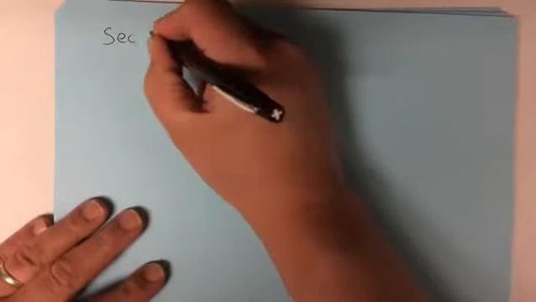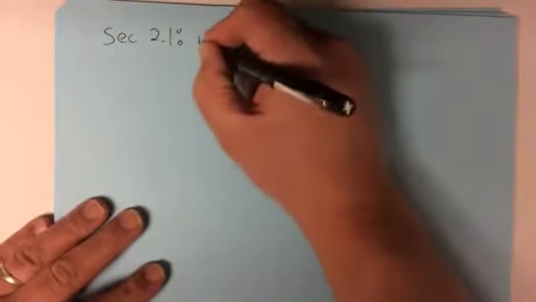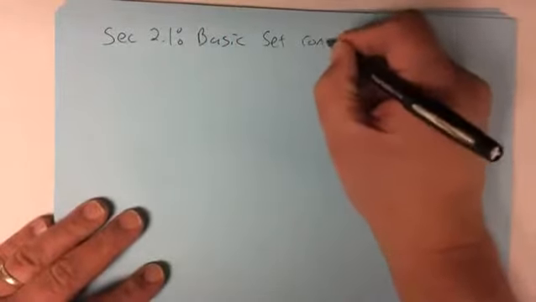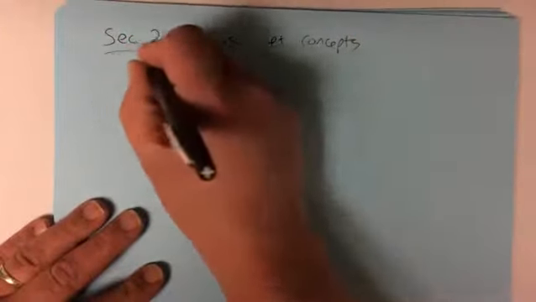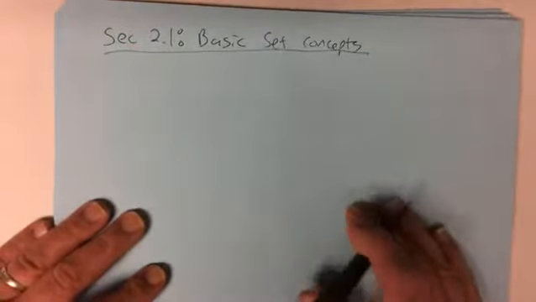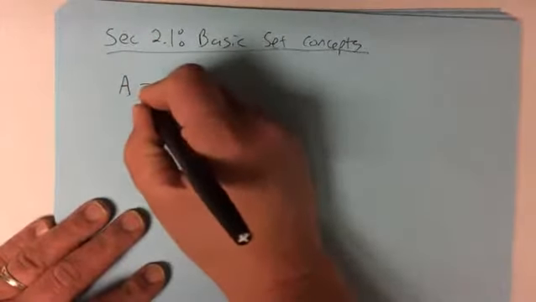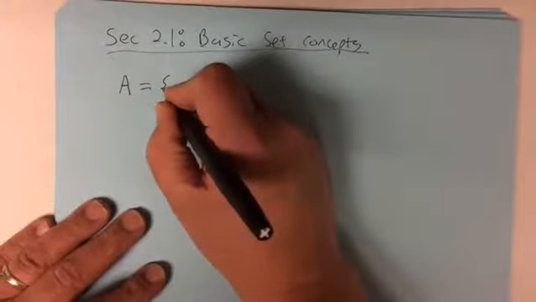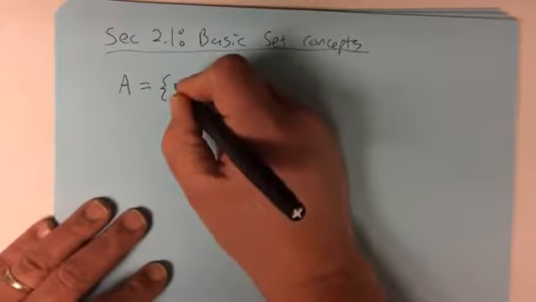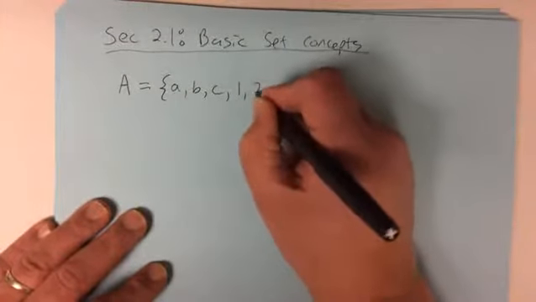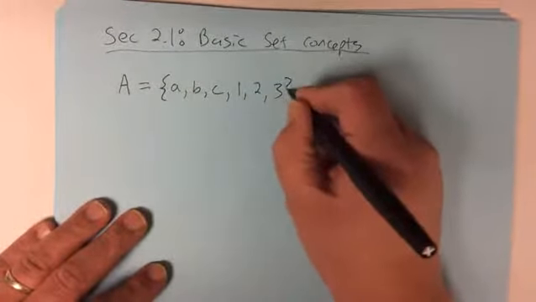Okay, we're going to look at basic set concepts here. This comes from section 2.1 in our textbook. So a set is just a collection of objects. Oftentimes we'll use a capital letter to denote a set. So set A, let's say in this case, is equal to the letters A, B, C, 1, 2, and 3.